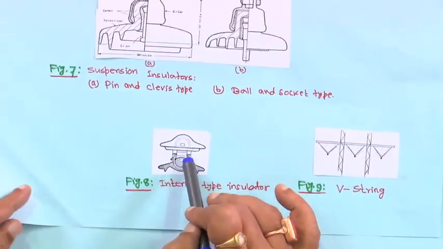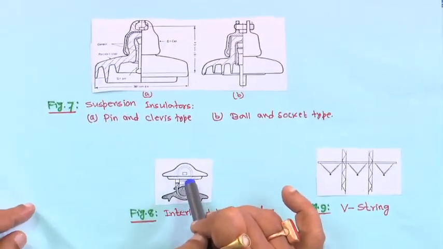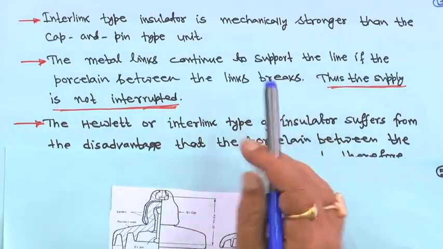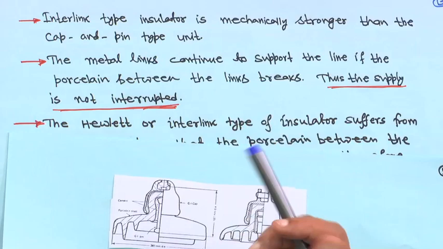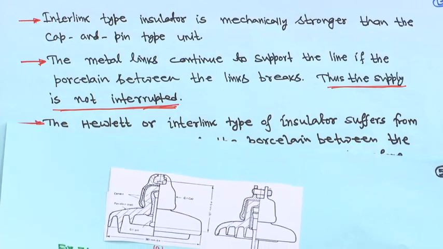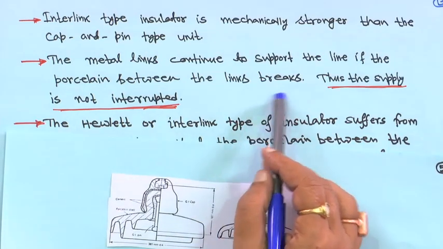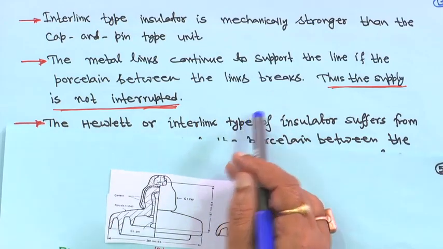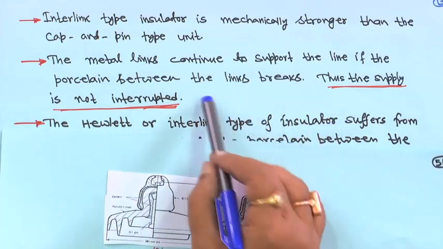So, these are some of the configurations of the insulator, and between each piece there will be a metal link to support the line if the porcelain between the links breaks. If the porcelain breaks, later you can replace it, but the question is that it will support the line, right. So, this is the advantage.